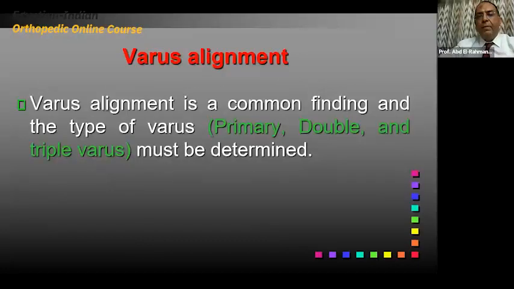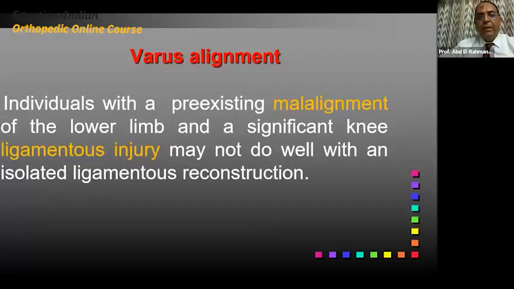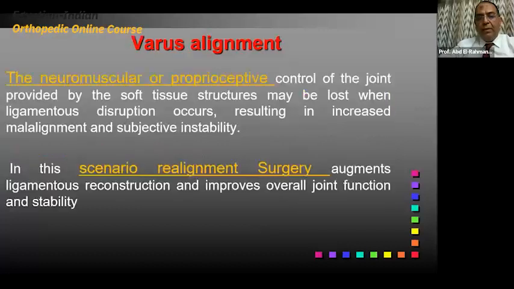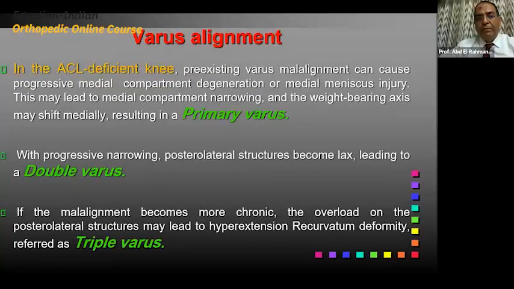Varus alignment is a common finding, and the type of varus, primary, double or triple varus, must be determined. Individuals with a pre-existing malalignment of the lower limb and significant knee ligamentous injury may not do well with an isolated ligament reconstruction, as we said. An important issue in patients with varus malalignment is that the neuromuscular or proprioceptive control of the joint provided by the soft tissue structures may be lost when the ligament disruption occurs, increasing malalignment and subjective instability. Realignment surgery augments ligament reconstruction and improves overall joint function.